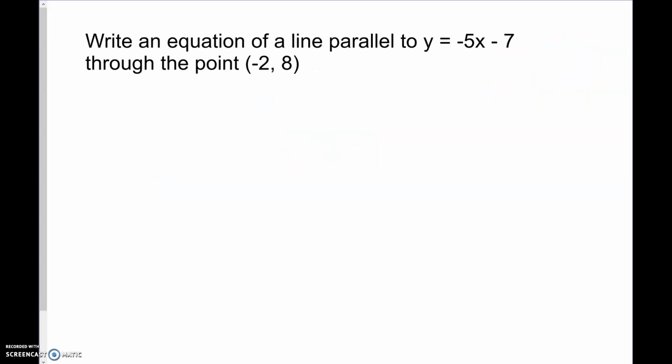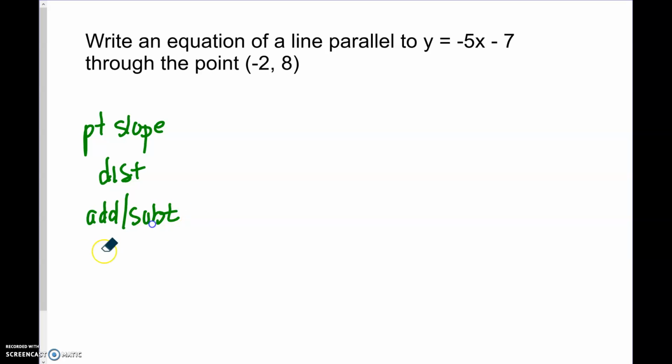All right, write an equation of a line parallel to through a point. So this is one where we need 4 lines. We're going to do point slope, then we're going to distribute, then we're either going to add or subtract, and then this will be your final equation. Now let's read this very carefully. Are they wanting us to write a parallel or perpendicular? In here it says parallel. And what do we know about parallel lines? Parallel lines have the same slope.